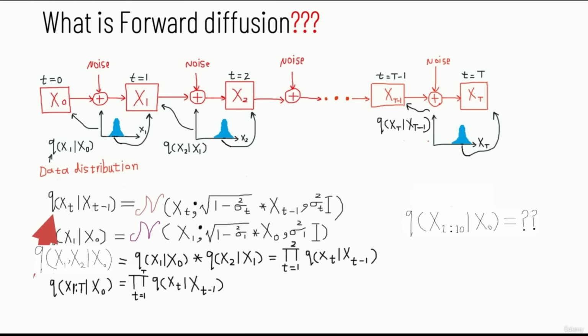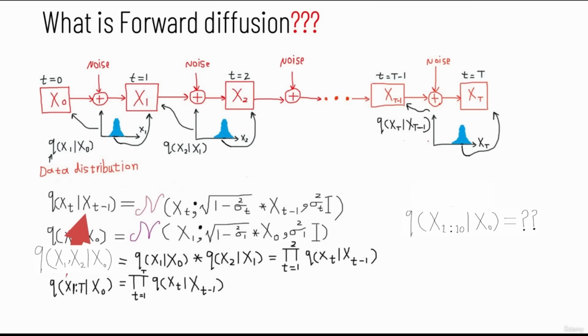So in general, q of xt given xt minus 1 is equal to this Gaussian distribution that we will use to get the value of the xt variable, where the mean of this distribution is xt minus 1 times the square root of 1 minus the variance at time step t. And here is the variance of this Gaussian distribution. This symbol here is just another way to represent any Gaussian distribution. And there are many other ways.